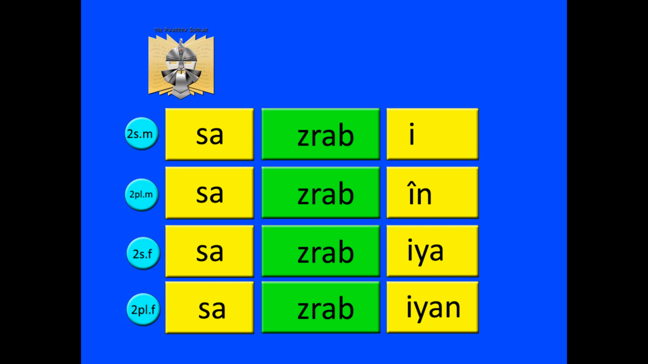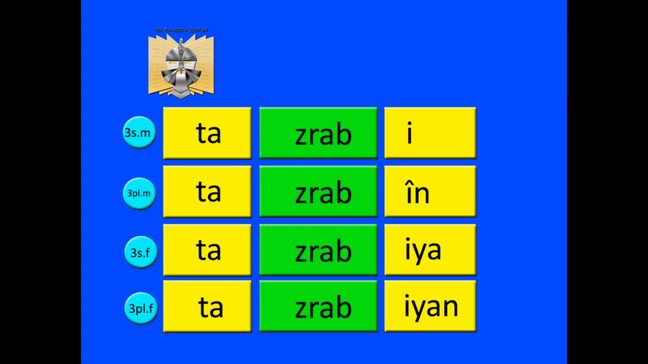Now let's say we're talking about he, she, or them. The only thing that we need to change to these conjugations is, instead of putting sa as a prefix, it will become ta. So tazrabi is he or it is writing, tazrabia is she is writing, tazrabin is they, the males, are writing, and tazrabian is they, the females, are writing.